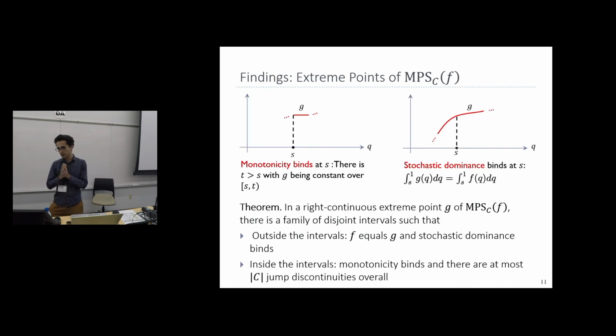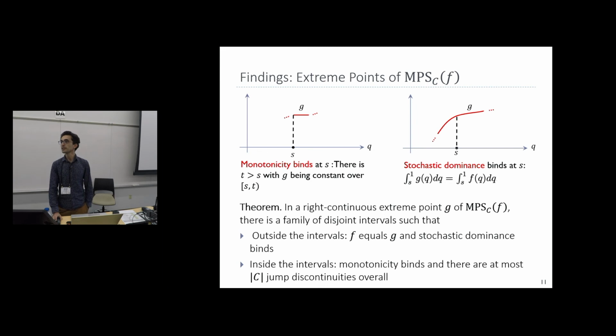Here is our finding about extreme points of the constraint orbit. First, two quick definitions. Given a function g, we say monotonicity binds at a point s if there is an open interval to the right of s such that g is constant there. We say stochastic dominance binds at s if the integral of g equals the integral of f, with integrals taken from 0 to s.